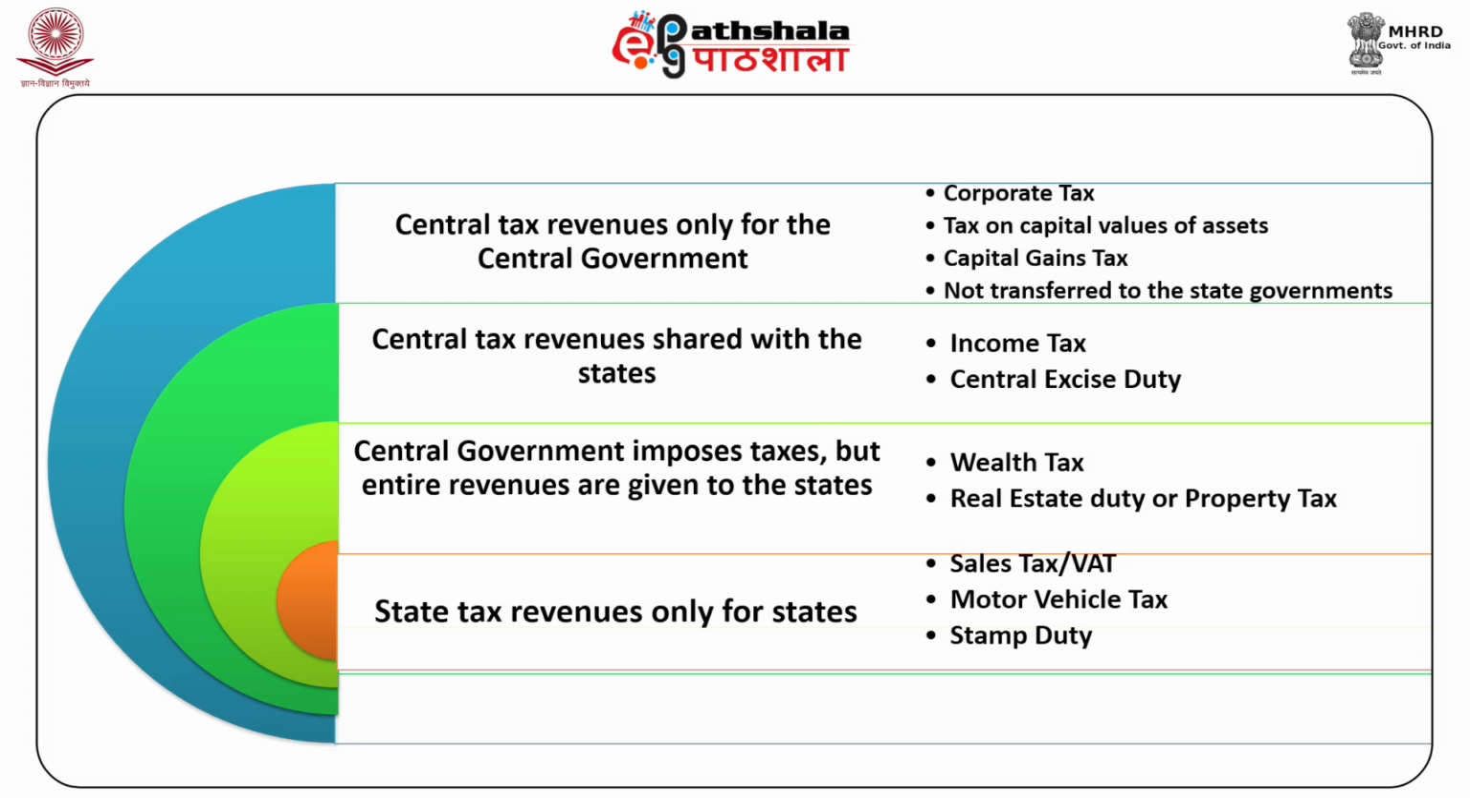Central tax revenues shared with the states: the central government levies taxes, but a part of the revenue is shared with the states. For example, income tax and central excise duty. Sometimes the central government imposes taxes, but entire revenues are given to the states. For example, wealth tax and real estate duty or property tax. State tax revenues only for states: state governments levy and collect tax revenues. For example, sales tax or VAT, motor vehicle tax and stamp duty.